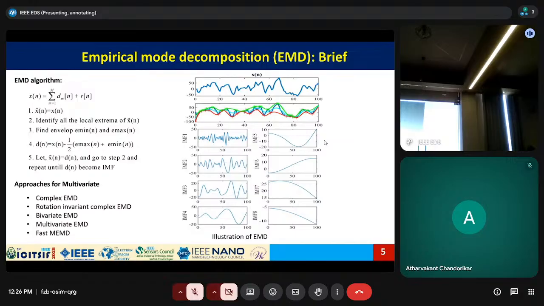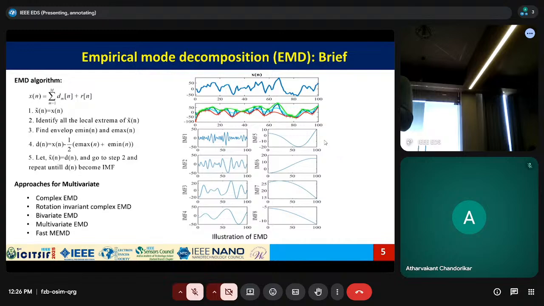So it should satisfy two basic conditions of the intrinsic mode function, as we call it. The number of zero crossings and the number of extrema should differ at most by 1. This condition ensures that whatever IMF you get is like a sine-to-sine function. The second condition ensures that the average value of this residual is 0, so that whatever residual you have is symmetric.